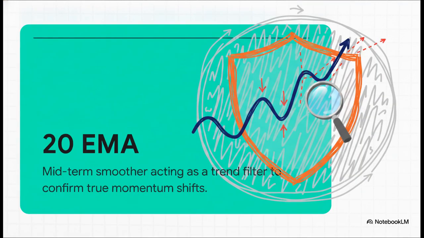And finally, our third witness is the 20 EMA. This guy acts as our midterm smoother. While the 9 EMA is fast, it can sometimes be just a little bit too eager. So pairing it up with this 20 EMA is absolutely vital for noise reduction. The 20 EMA acts as this trend filter to confirm if a momentum shift is actually real or if it's just a temporary hiccup in the market. It keeps you out of the really dangerous sideways chop.